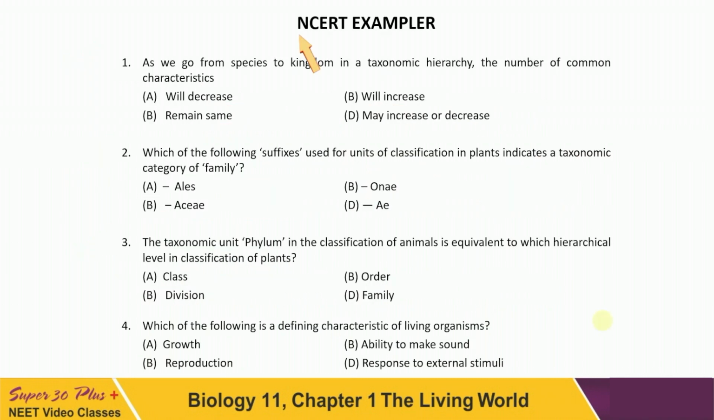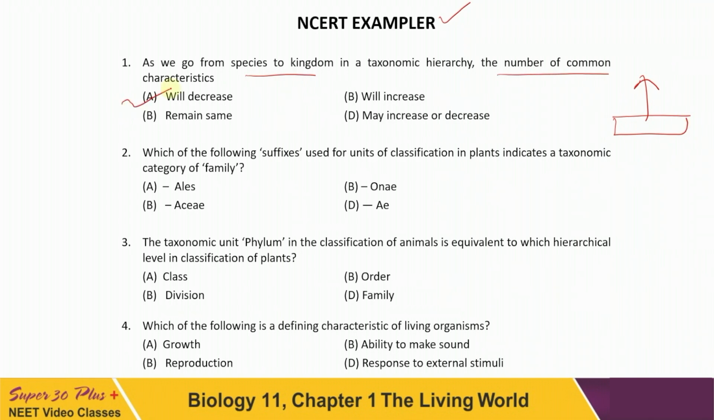So children, as I told you in part 1 of this lesson, in the end of the lesson we have to discuss NCERT exemplar questions related to this chapter. Some of the important, interesting questions: can you give the answer to this? As we go from species to kingdom, we are going in ascending order of hierarchy. Will the number of common characters decrease or increase? The maximum common characters are at the lower category, so they will decrease.